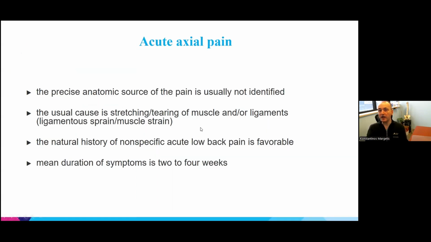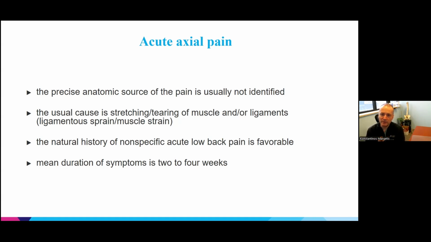So for the acute axial pain, many times we cannot really identify where the pain is coming from. No matter if we get MRIs, X-rays, no matter what we do, sometimes we cannot really pinpoint where the pain might be coming from. The usual cause is an injury on the muscles and the ligaments that sometimes we can see on the MRI, sometimes we cannot. And the natural history, if it doesn't have any specific characters, is usually favorable. The mean duration is 2 to 4 weeks.